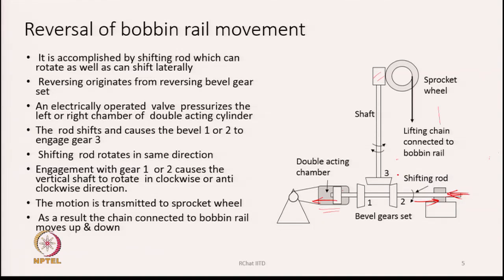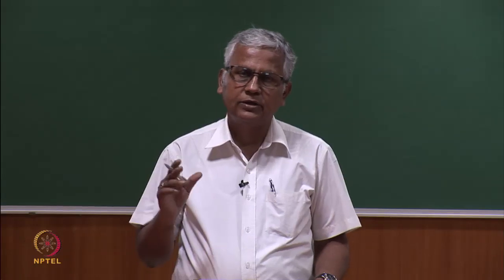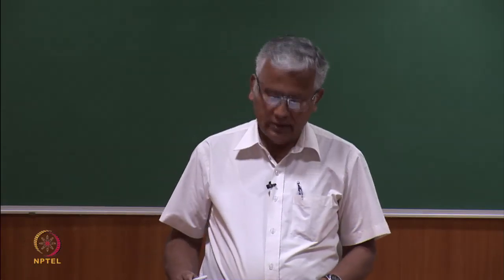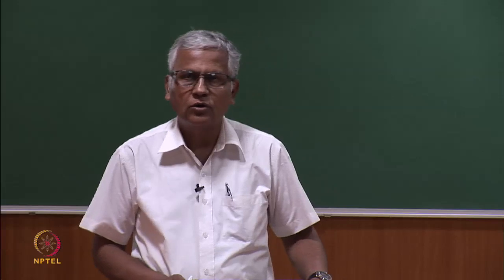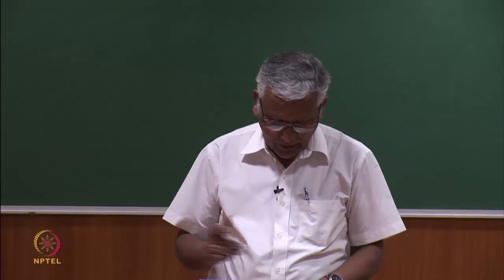So, the bobbin rail will move up and down due to this mechanism, and this is all triggered by the pressing of the micro switch by the inclined rods which are placed over there.